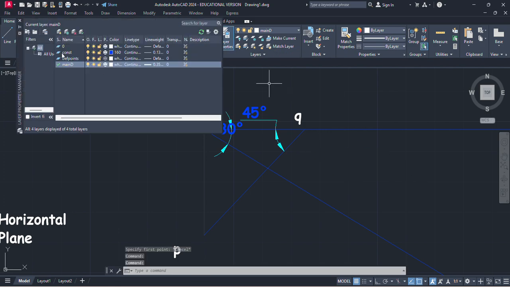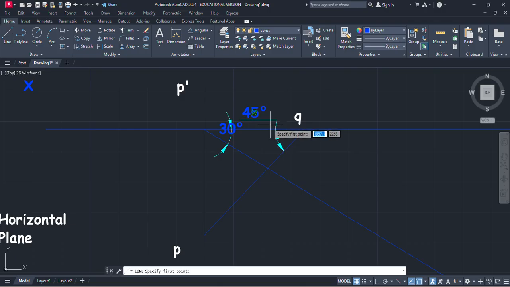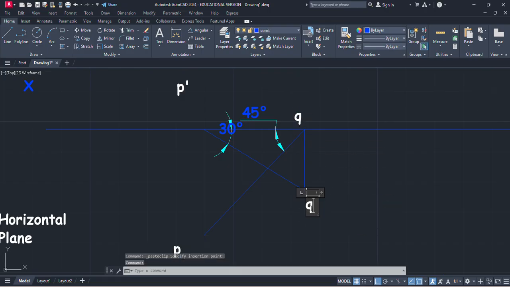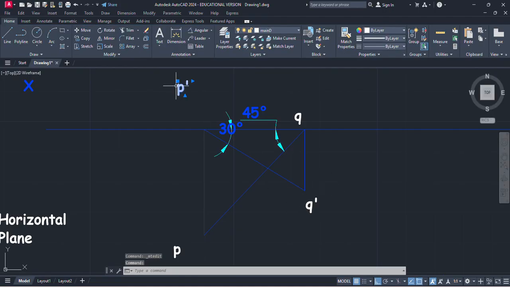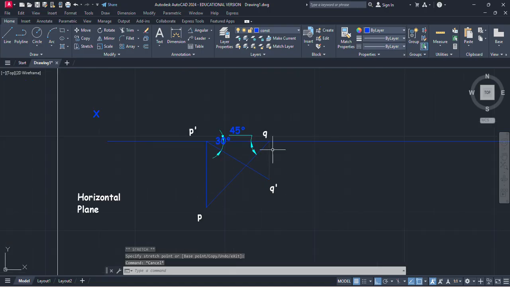If I draw a straight line from here in the downward direction, you have to draw the vertical line. This line is going to intersect here. So this point of intersection is Q dash. Just go to this line and double click. You can change it to Q dash. So this is the projection of point P, and these are the projections of point Q. So the top view makes an angle of 45 degrees with the XY line, and the front view makes an angle of 30 degrees with the XY line.